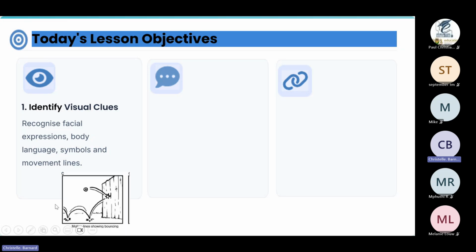We're going to take a look at examples in a minute. Then there are, for example, movement lines. There we see the ball, but we can see the way in which the ball has moved.